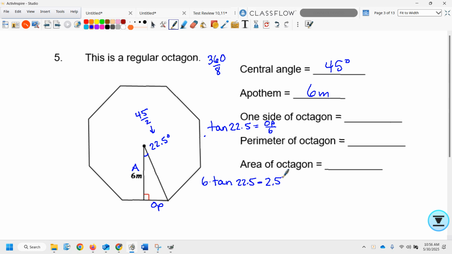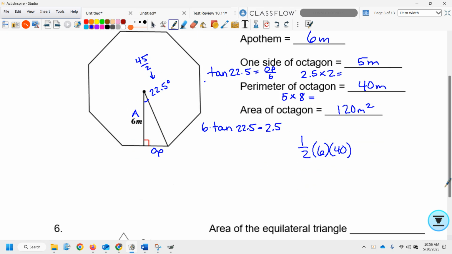Okay, so remember, for one side, we're going to take 2.5 times 2. That's going to give you 5 meters for one side of the octagon. Okay, it's an octagon. 5 times 8 is 40. All right, now you got the perimeter. You got the apothem. The area is 1/2 times the apothem times the perimeter. I believe that's 120 meters squared. But let me put it in my calculator here. Sure is. Nailed it.